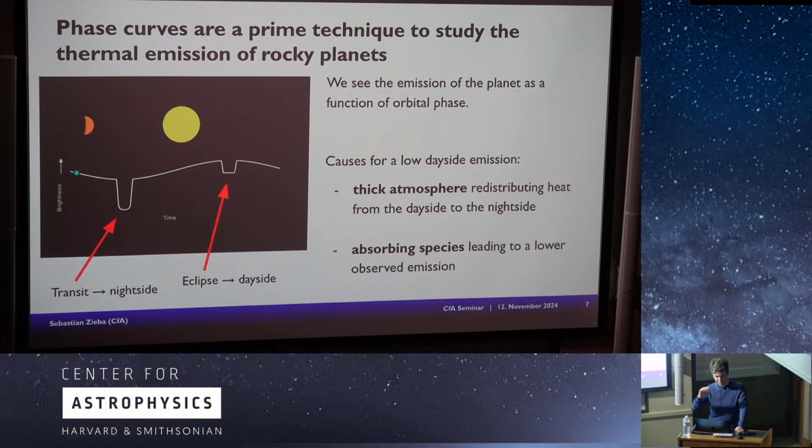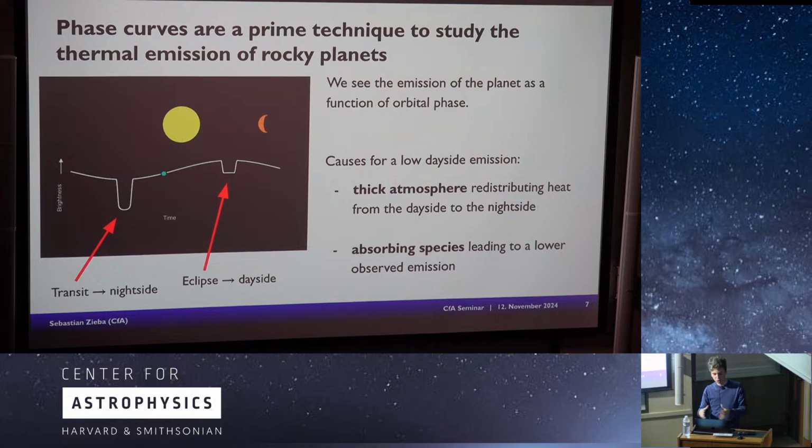And this eclipse depth in the end is telling us something about the emission coming from the day side of the exoplanet, so the reflected light, for example, or the thermal emission. If you have an exoplanet with a thick atmosphere, then this thick atmosphere might be good in redistributing heat from the day side over to the night side, making the day side effectively cooler and leading to a shallower eclipse.